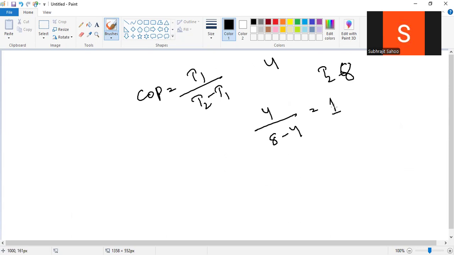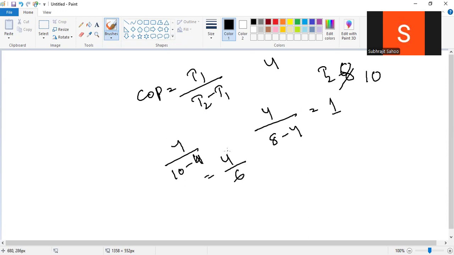Now what I will do, I will change the T2 value. T1 is fixed, I will change the T2 value. Suppose 8, I will increase to 10. Then what is the COP? 4 divided by 10 minus 4. Then it becomes 4 by 6, or not?